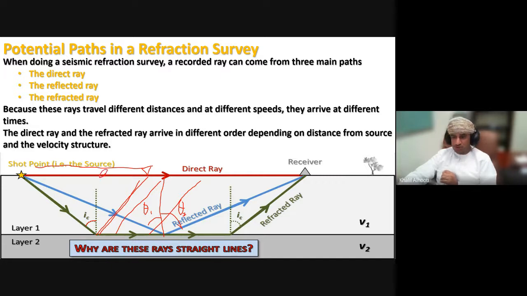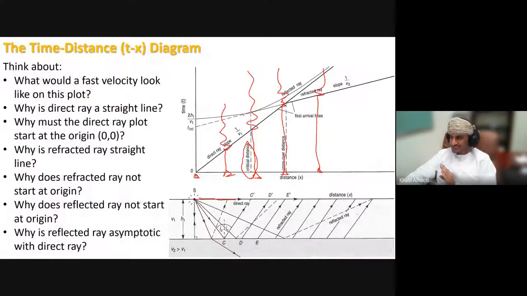Before this distance, there is no critical energy, no critical refraction. So before this, there is nothing. It's a dashed line, see, from here to here. No critical refraction. Critical refraction appears only after critical distance. This is critical, but they are not the first.